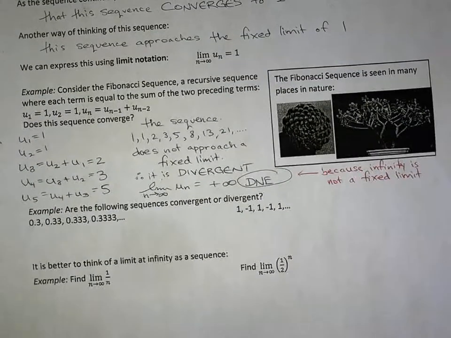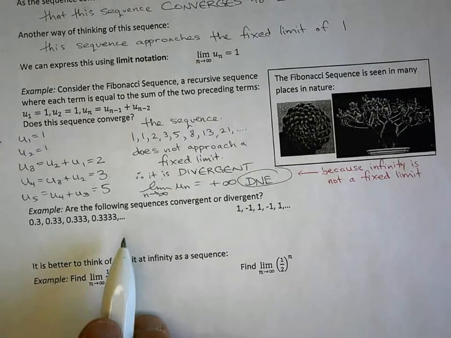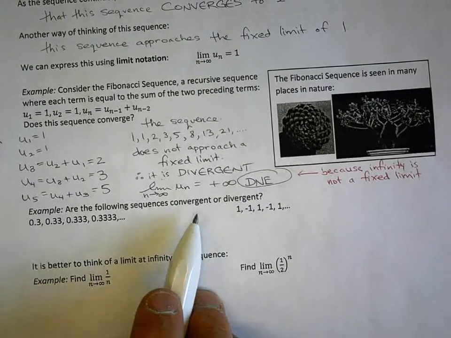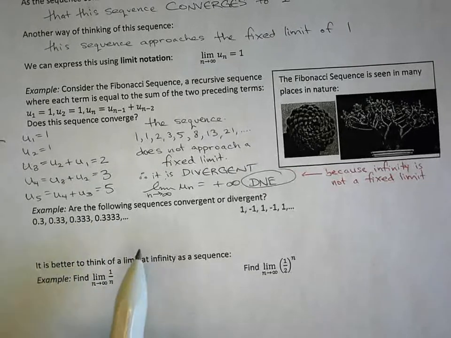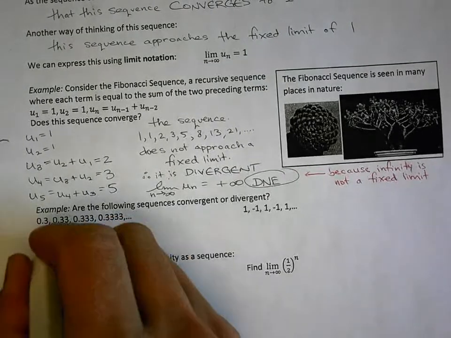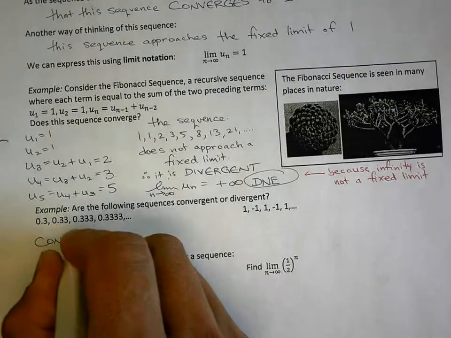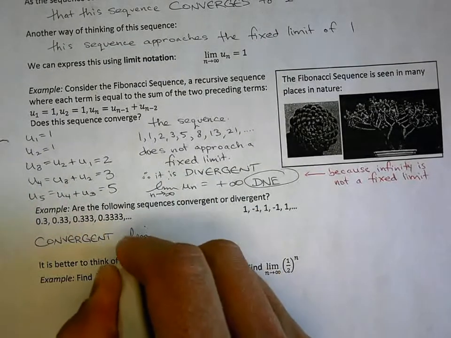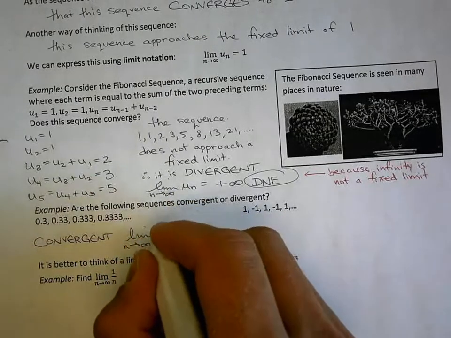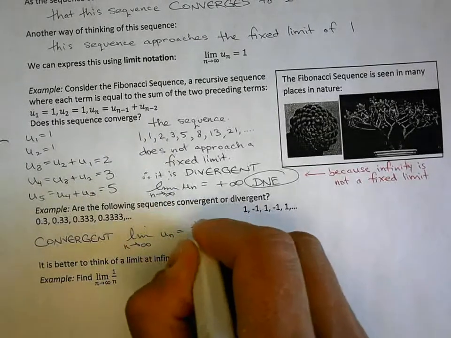So let's just talk about sequences. Are these series or sequences convergent or divergent? 0.3, 0.33. So we see the pattern. I keep adding 3. And I would say, yes, it's convergent. We're getting closer and closer to a third. So the limit as n approaches infinity of this sequence is a third.